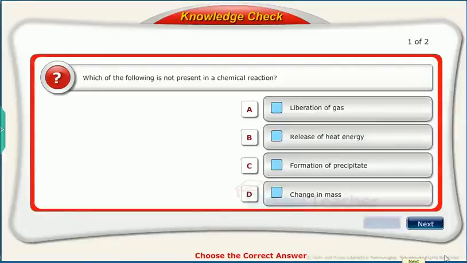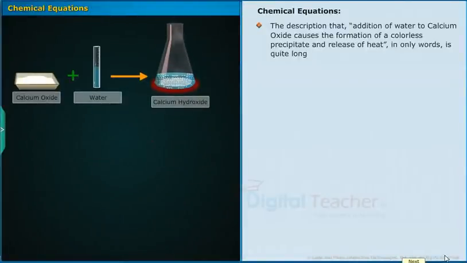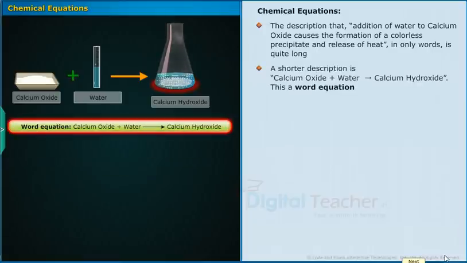Knowledge check. The description that addition of water to calcium oxide causes the formation of a colorless solution and release of heat, in only words, is quite long. A short description is: calcium oxide plus water gives calcium hydroxide. This is a word equation.